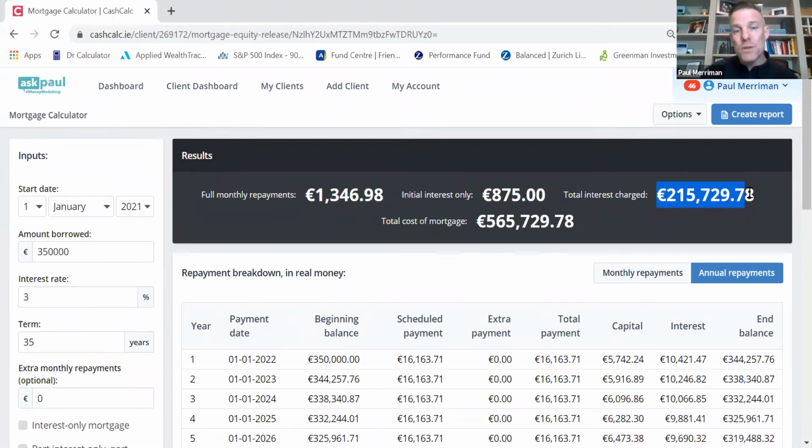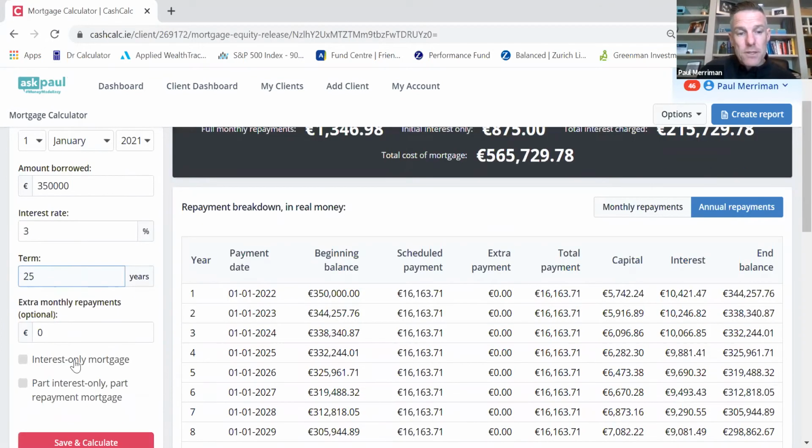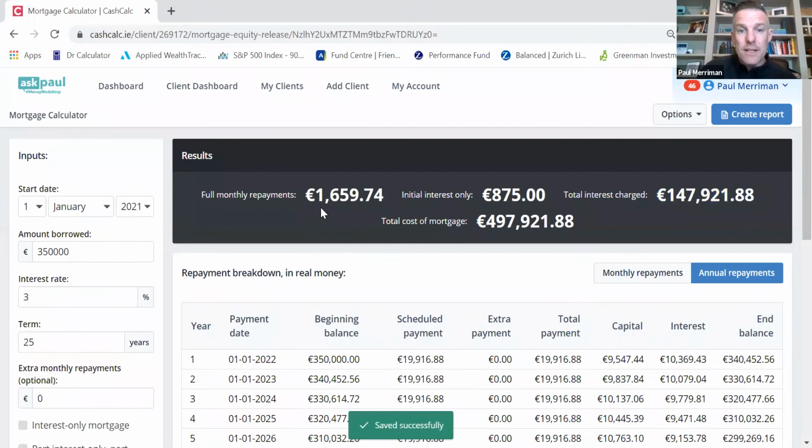Now, first and foremost, I'm going to show you what happens if you reduce the term. So let's just go down here and reduce it down to 25 years. When we do that, you'll see the impact on the figures. First and foremost, you're going to see that the 1,350 odd is going up to 1,650. So all in all, you're talking about an extra 300 quid thereabouts in a monthly repayment.